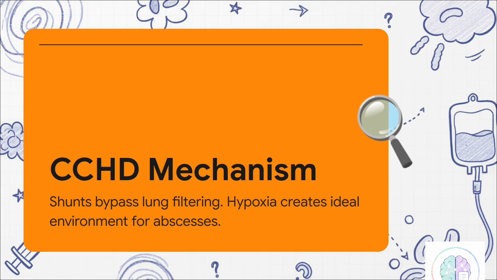Their right-to-left shunts completely bypass the lungs' biological filtering system, which effectively sends bacteria, very often just standard strep oral flora, straight up to the brain. Plus, increased hematocrit and low PO2 create this highly hypoxic environment, which is just absolutely ideal for abscesses to proliferate. And when you add in coexisting coagulation defects, managing these patients gets incredibly complicated.